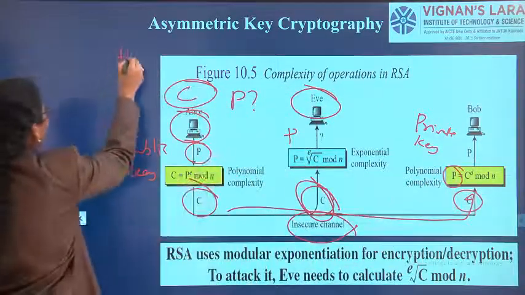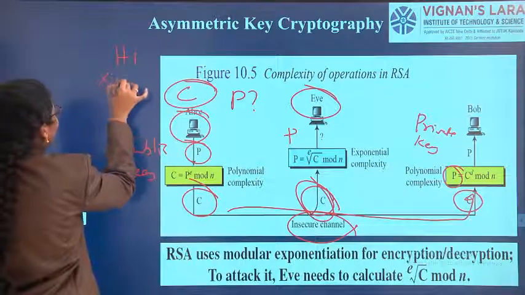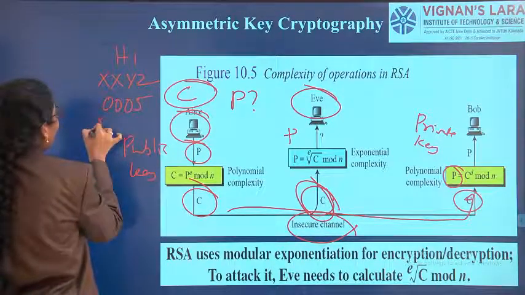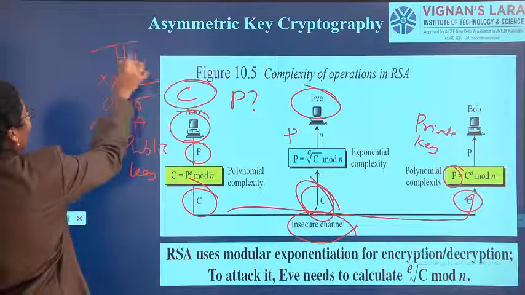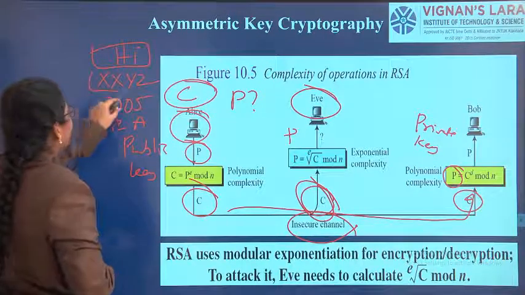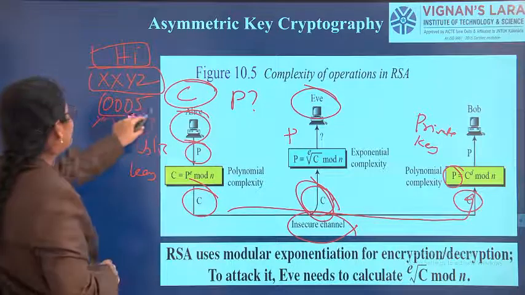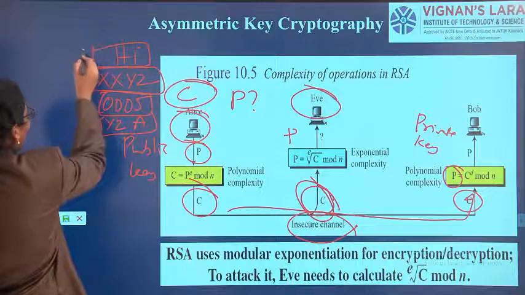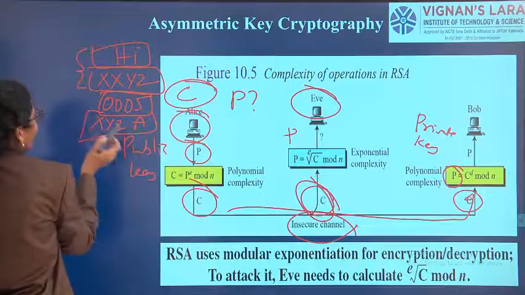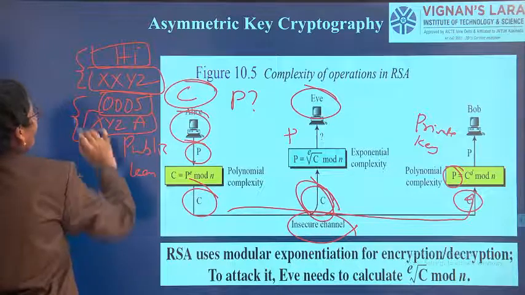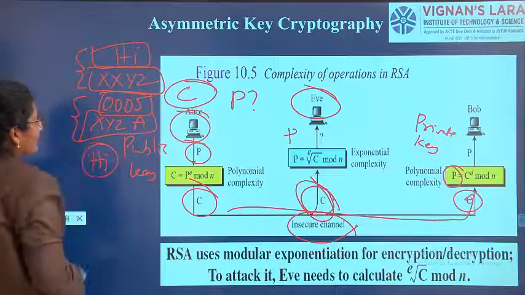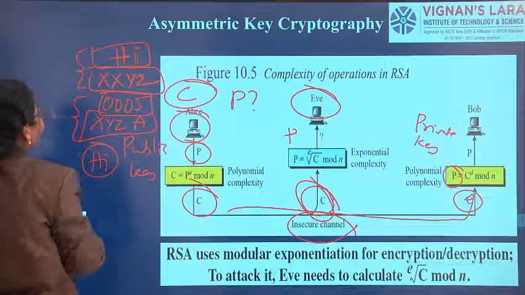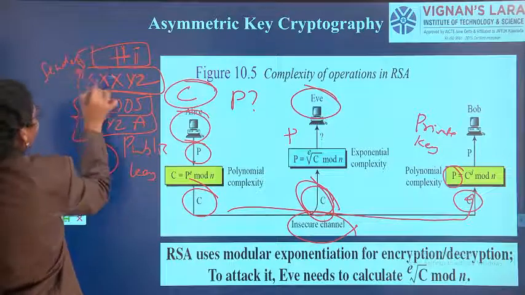So if my message is hi, the public key is XXYZ, hi is converted into 0005, and the private key is XYZA. So hi is the original message, the public key is XXYZ, the ciphertext is 005, and again the private key is XYZA. So the sender will have plain text and public key, the receiver will have ciphertext and private key. So he can get the message hi by conversion. Hi is the original message, XXYZ is the public key. So the sender will have the original message and public key.